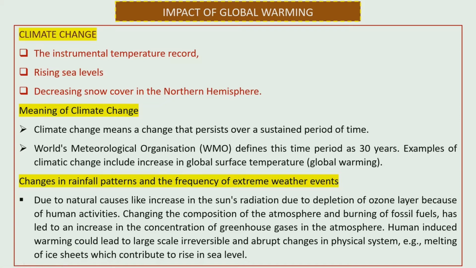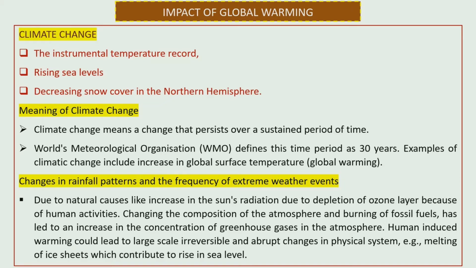Examples of climatic change include the increase of global surface temperature, changes in rainfall patterns, and the frequency of extreme weather events. Sometimes we see that rainfall doesn't occur, and sometimes we see extremes of temperature, an imbalance in weather phenomena. Changes in the climate may be due to natural causes.